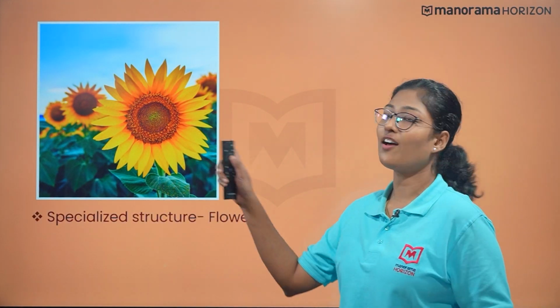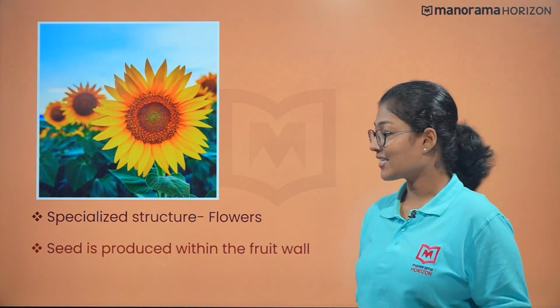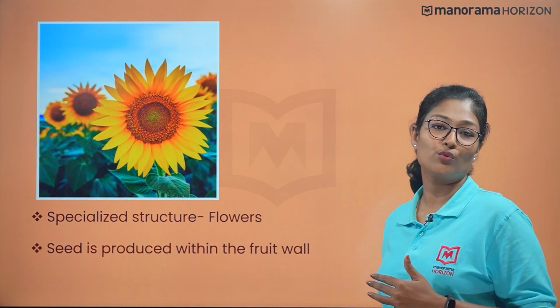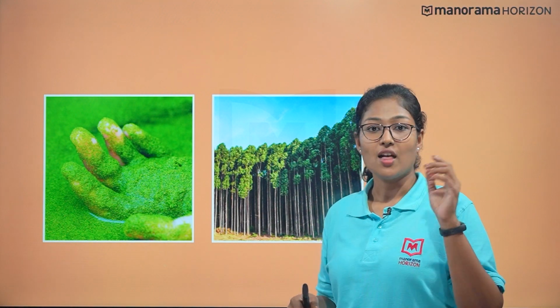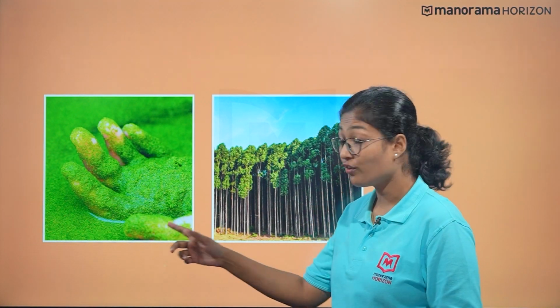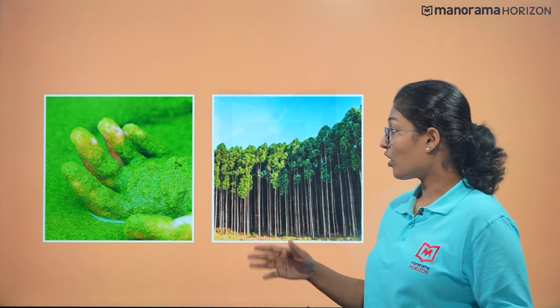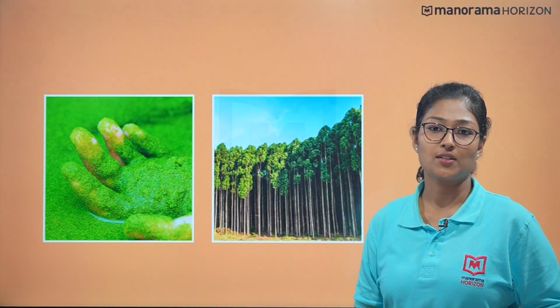Angiosperms are seed plants in which the pollen grain and the ovules are developed in specialized structures called flowers. And the seed is produced within the fruit wall. Angiosperms occur in a wide range of habitats and in different sizes. The smallest angiosperm is Wolffia, which is a small aquatic structure. The tallest angiosperm is Eucalyptus. Angiosperms have various commercial and economic values.